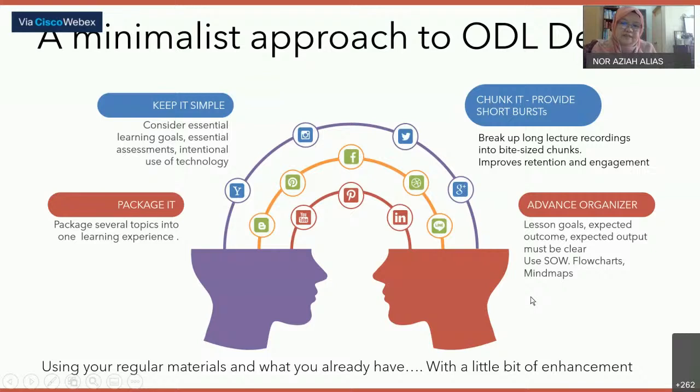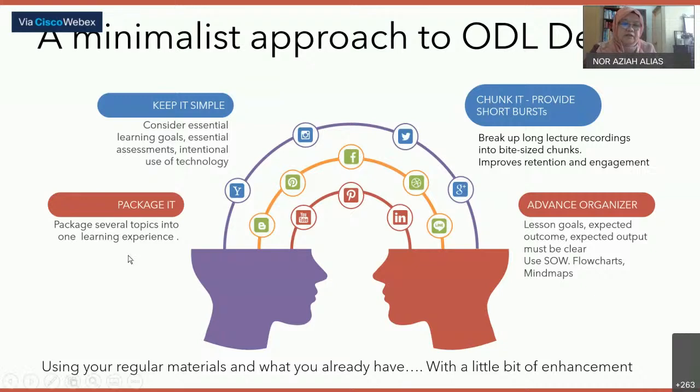The next one, this is not in order. We need to organize earlier, an advance organizer. Tell the student, okay, for this week, this is what you have to do. Imagine the students are not in class. There are some of them in Felda Ketengah, Terengganu, some in Kampung Kuala Kuang, Pahang, and so on. So they are not in class, and sometimes they get information all jumbled up, right? So we need to do this clearly. Give them the SOW, the scheme of work. Give them a flowchart, a mind map of what we are going to do.